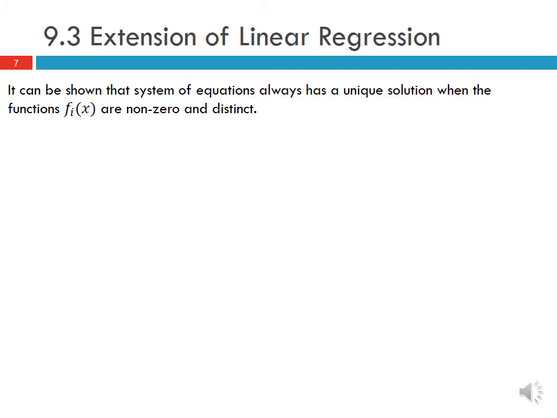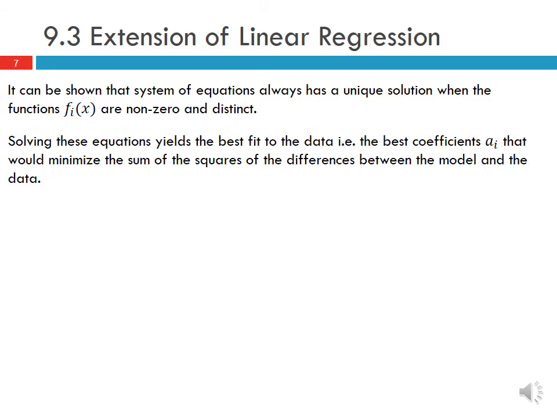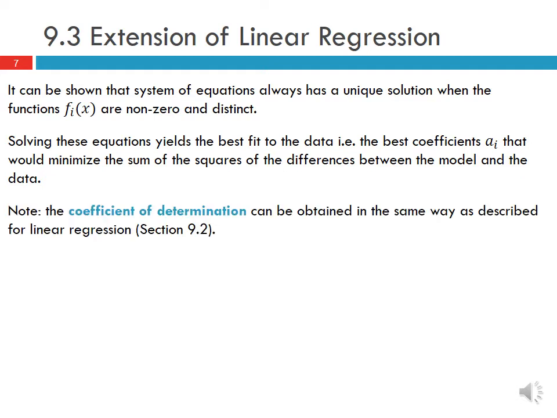And it can be shown that the system of equations always has a unique solution when the functions fi of x are non-zero and distinct. Solving these equations yields the best fit to the data, i.e. the best coefficients ai that would minimize the sum of the squares of differences between the model and the data. And note that the coefficient of determination can be obtained in the same way as described for linear regression as we discussed in section 9.2.